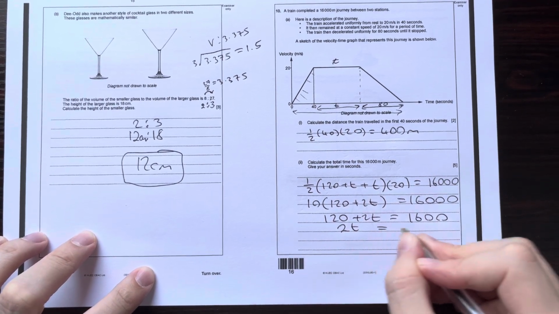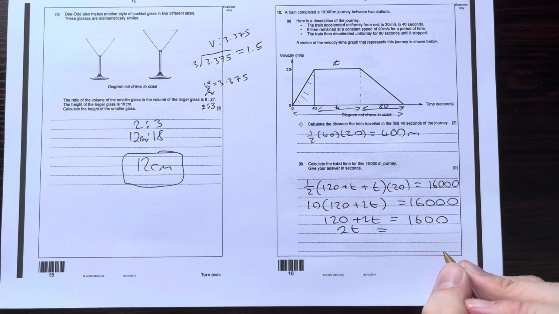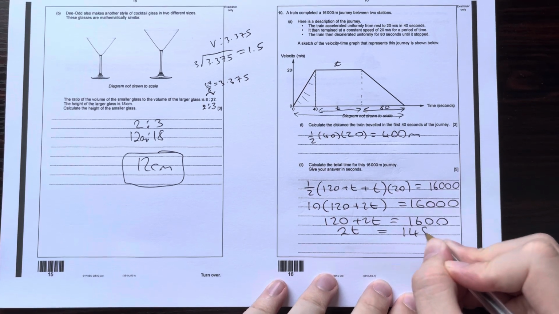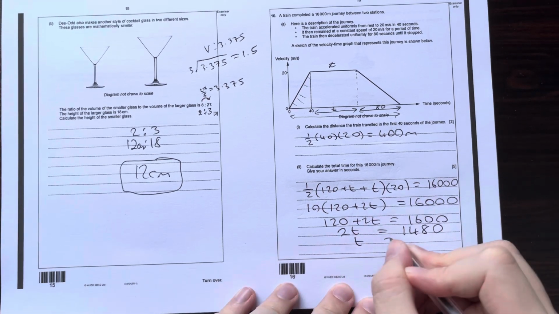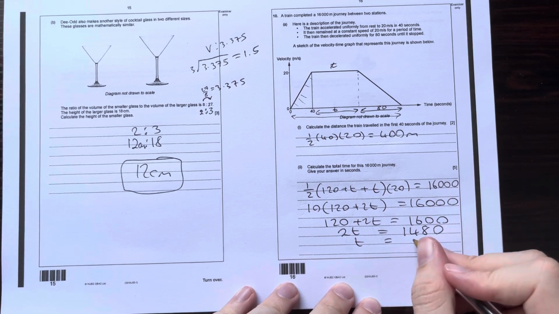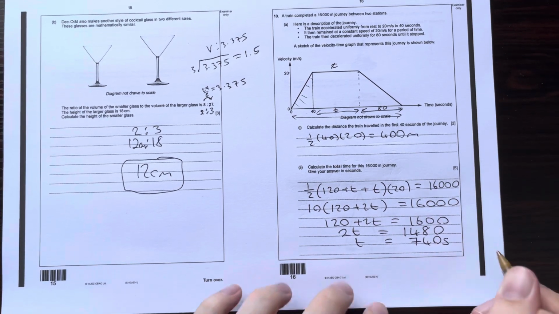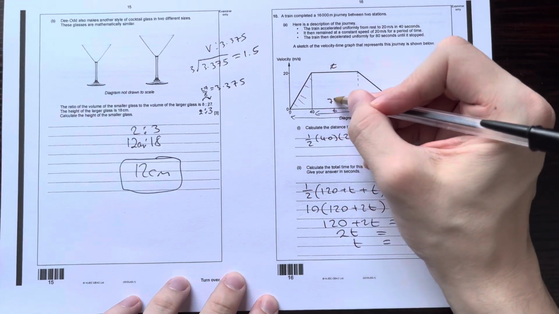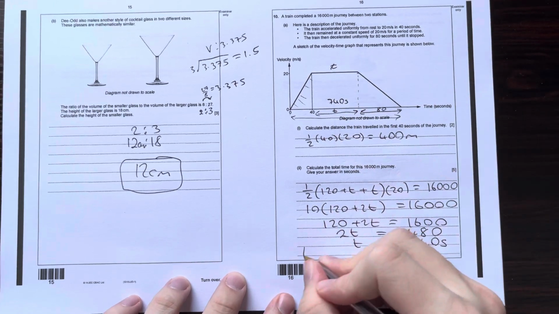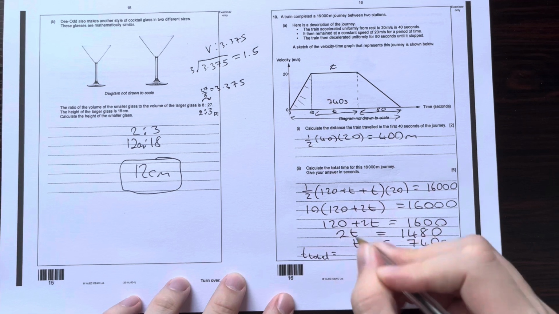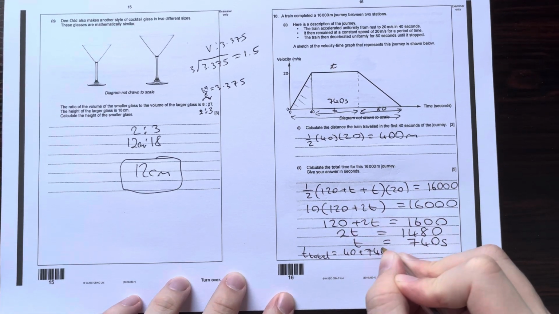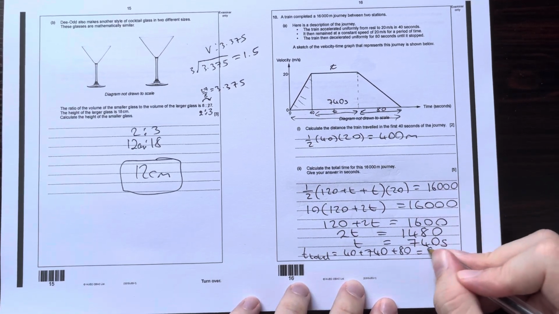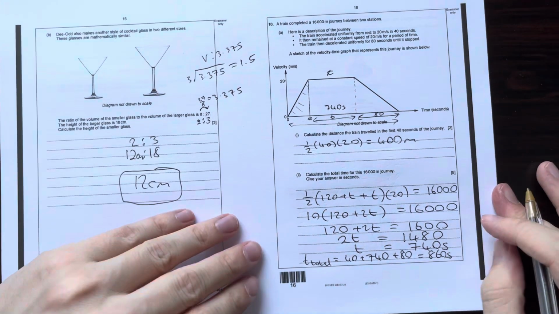So 2T is equal to 1,600 take away 120. So that's going to be 1,480, and then T is going to be equal to this divided by 2. So dividing both sides by 2, we get 740 seconds. And we're not quite done yet because it asks for the total time of the journey. So I now know this T is 740 seconds. So the total time is going to be 40 plus 740 plus 80. So it's 740 plus 120, so it would be 860 seconds would be the total time of the trip.